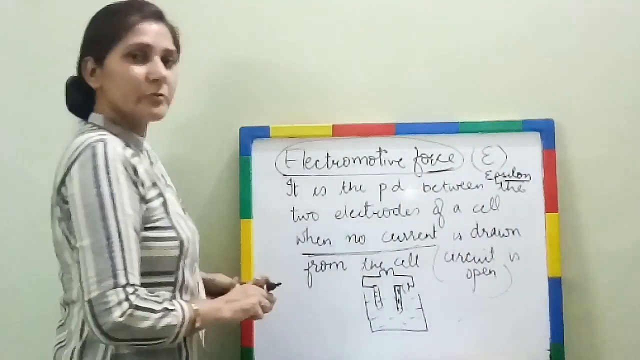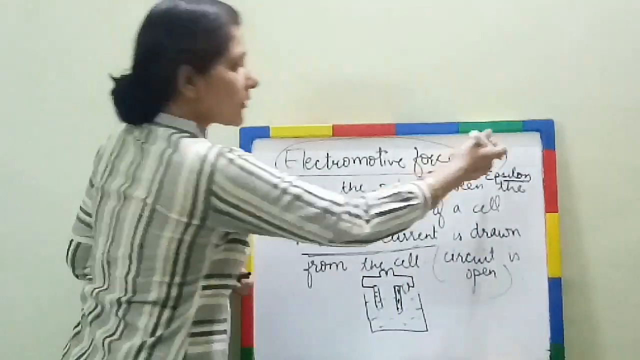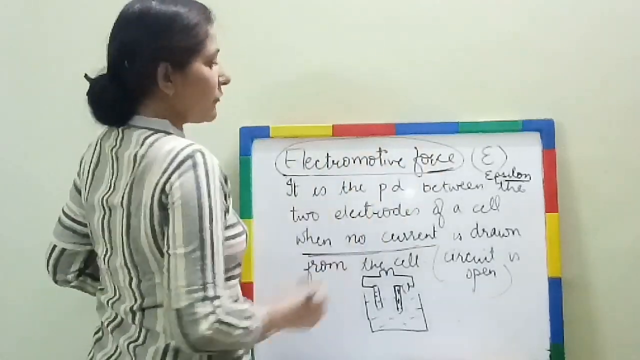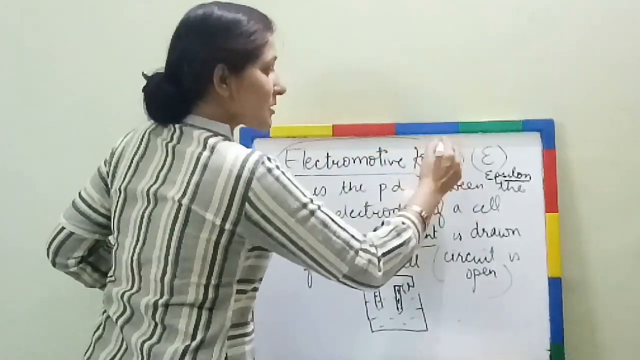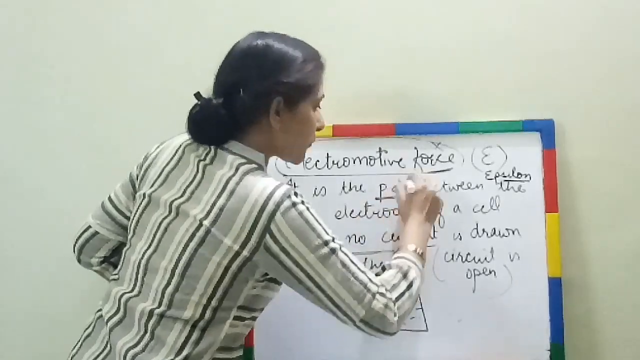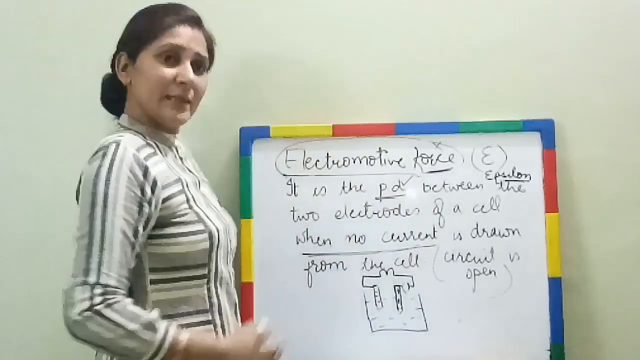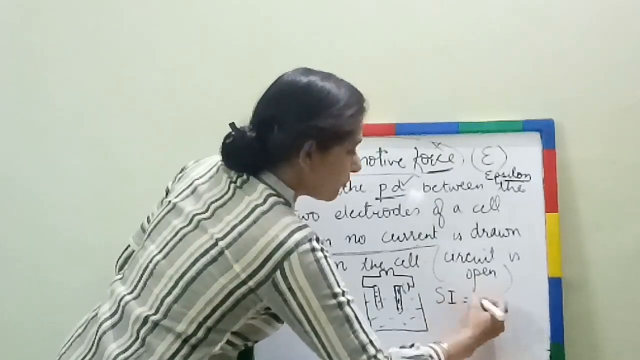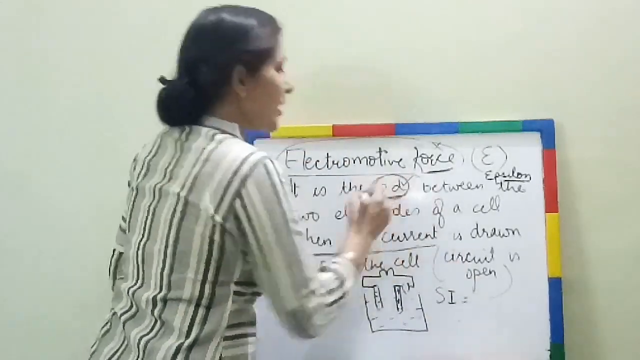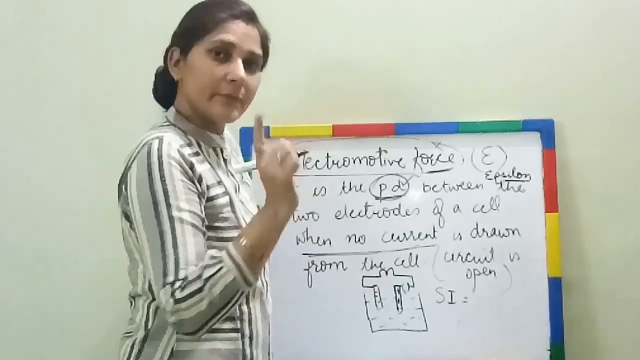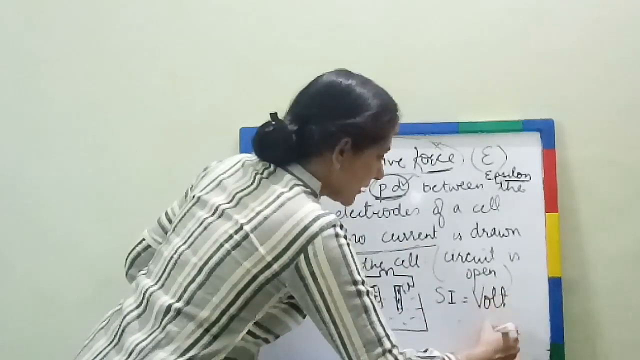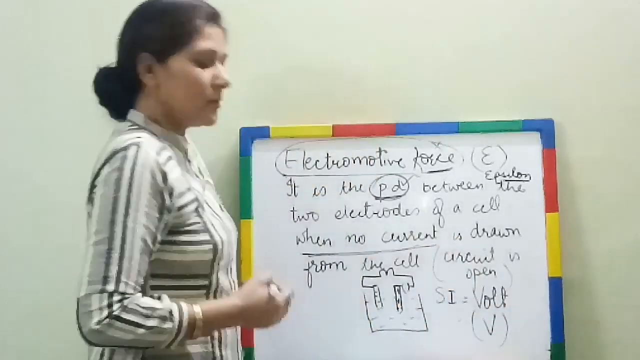In maximum of the books, you are able to see this electromotive force represented by this. Now, as I am saying, electromotive force is not a kind of force. It is potential difference. So, what will be the SI unit for electromotive force? The SI unit for electromotive force is the same unit which we are using for potential difference, and that we did in our last video, that is volt. And similarly, it is represented by capital V.